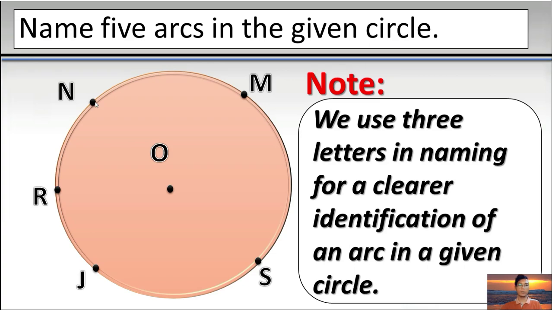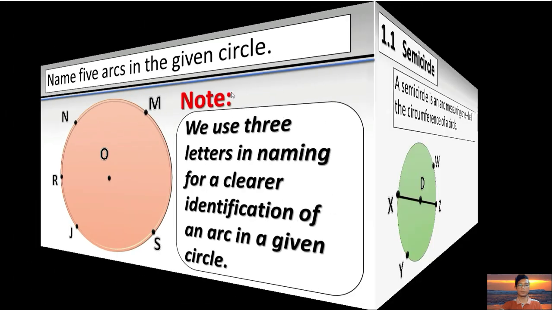Pero take note sa given circle na to, pwede ka pong kumuha ng mas malalaking mga arcs. For example, arc RMS. So, 3 letters na yung ginamit ko sa kanya kasi lampas na siya ng kalahati, no? Another is arc SJM. Arc SJM. So, 3 letters din ginamit ko. We use 3 letters para mas clearer yung identification ng arc natin. Next.